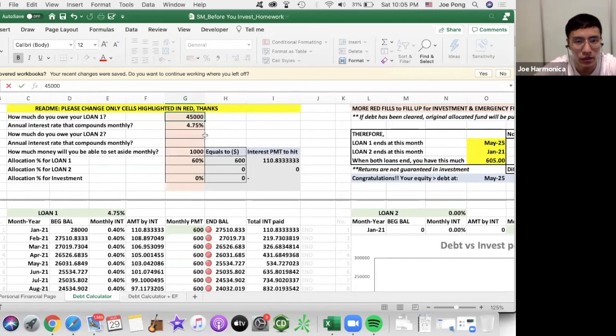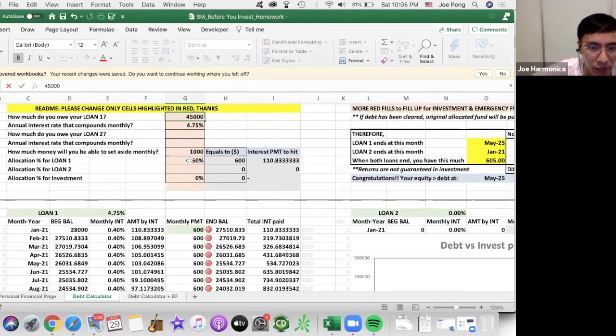Okay, my Excel sheet is failing me. But all right, once you change this amount, you can change your interest annual compound rate as well. Let's say it's 4.75%. I'm not going to change that now. So how much money will you be able to set aside monthly?